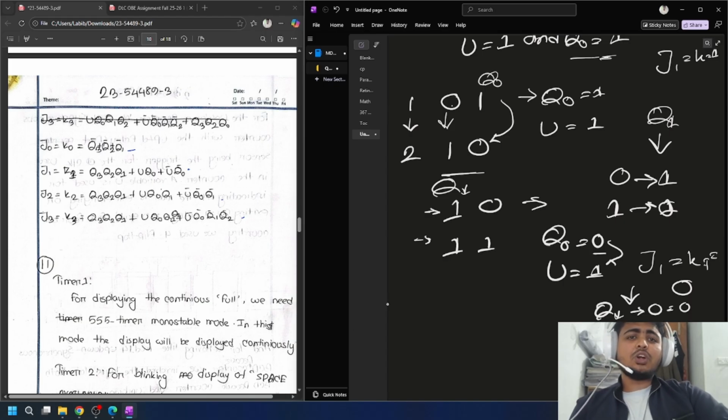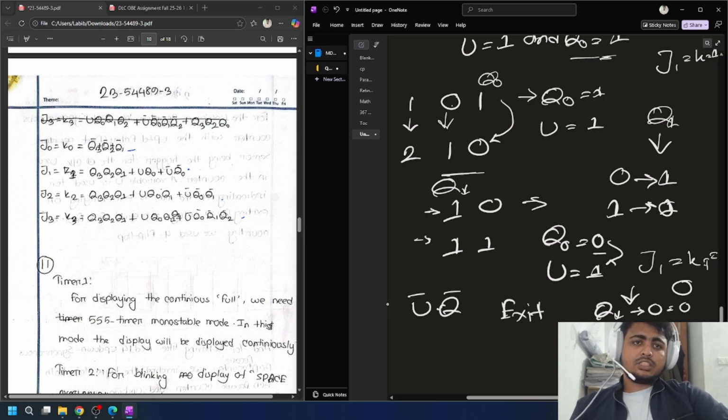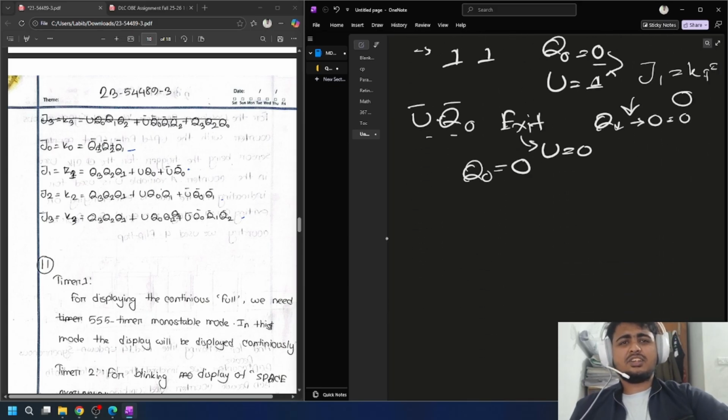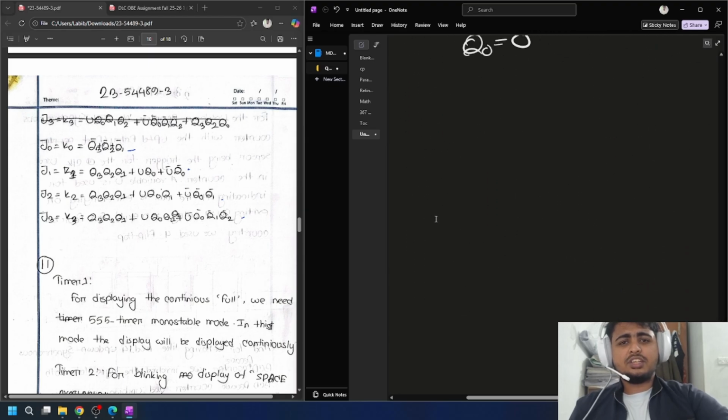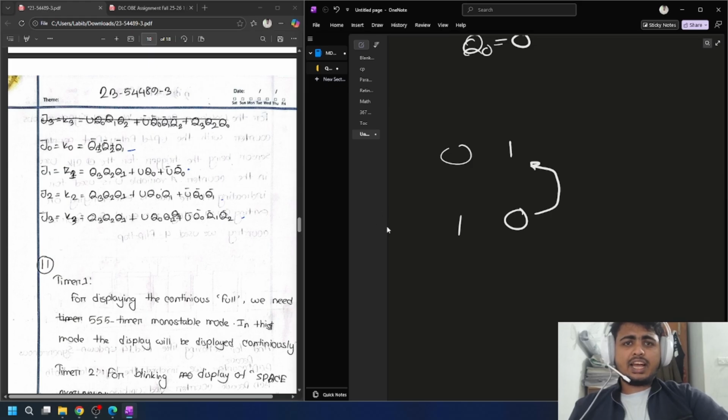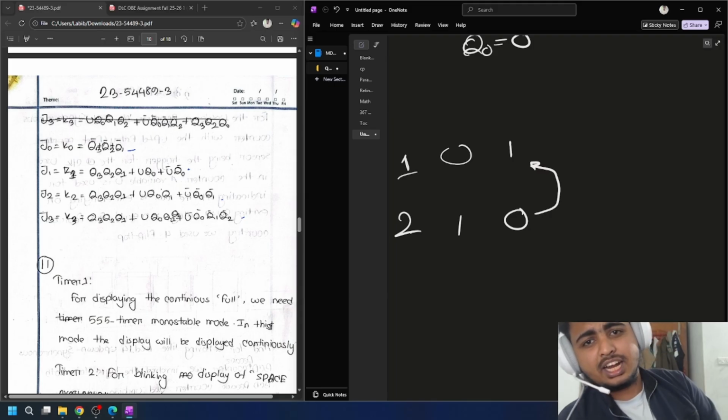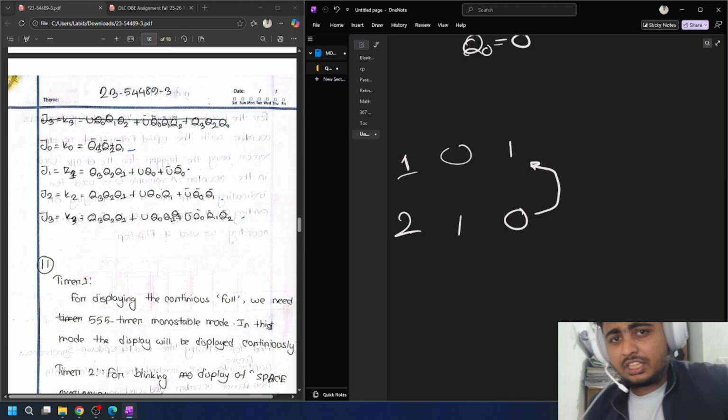And for exiting, we already saw that it is U' Q naught', that means exit, or U equals 0. This is for the first, and the second one is Q naught equals 0. Let's say for the previous example, from 0 1 to 1 0. That means I had two cars in my parking slot, and one car exits, so the number of cars becomes 1.